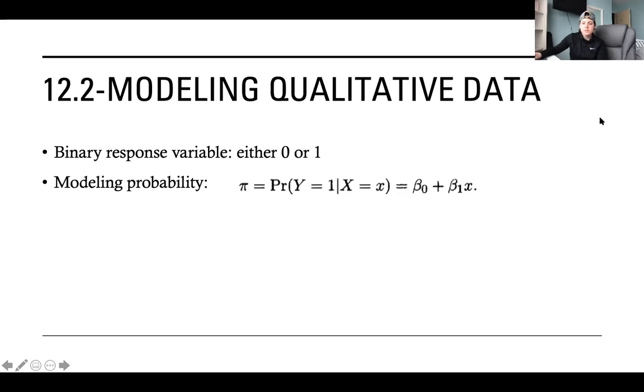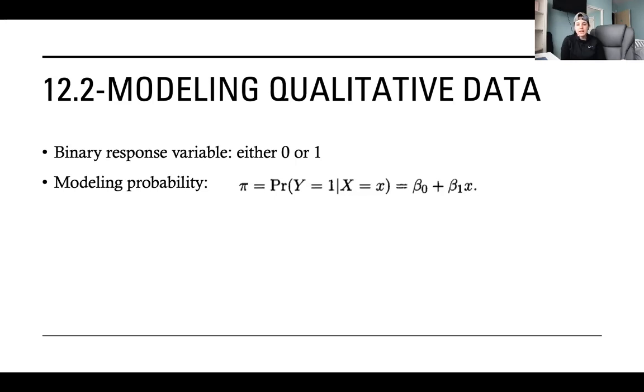Right, so 12.2 is going to go over how to model qualitative data. The qualitative data, also known as the binary response variable in this case, can be coded with either a 0 or a 1. Instead of predicting values, we will try to model the probabilities that the response takes on one of the two values.